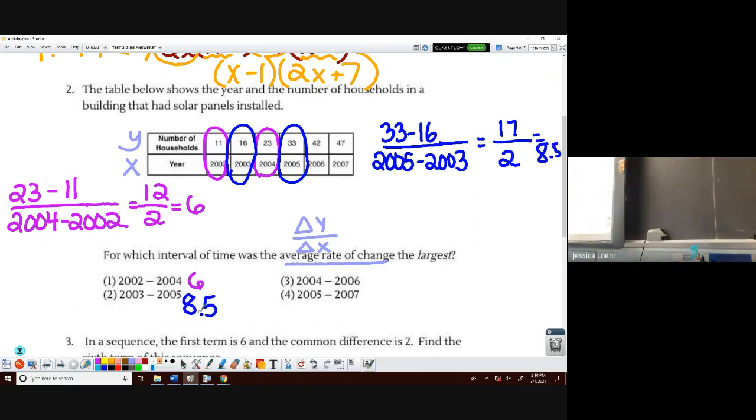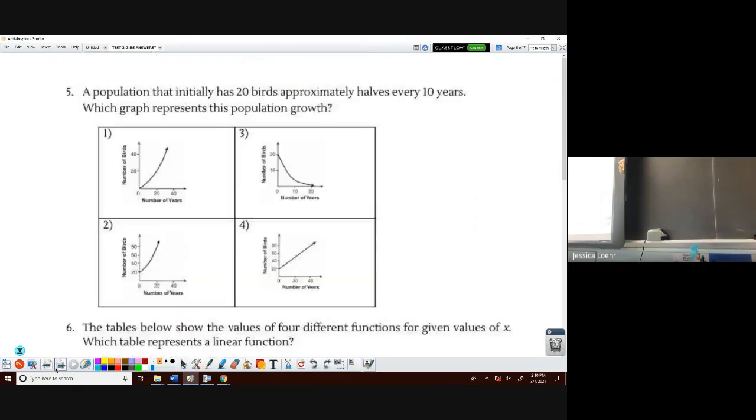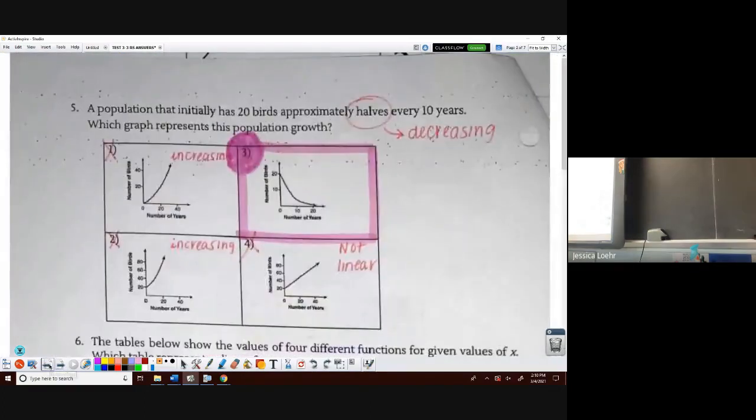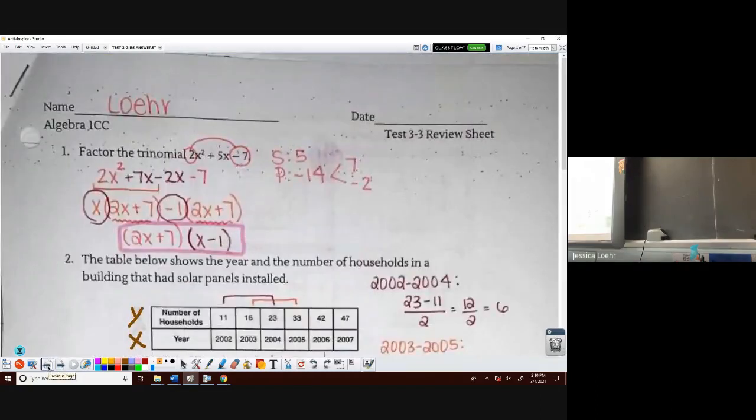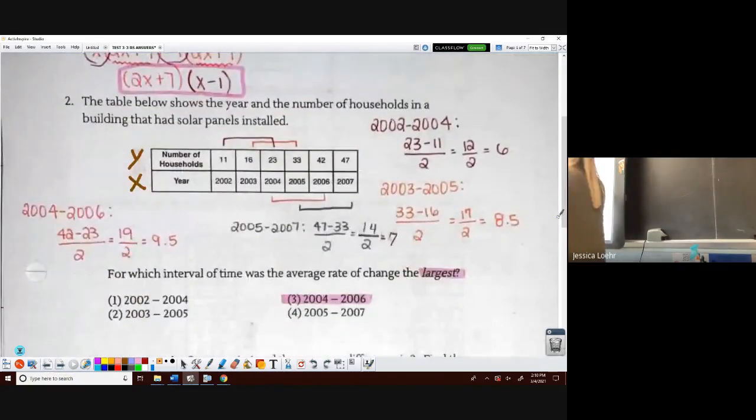And I'm just going to kind of cheat and show you the work for this. They're all divided by 2 because when you subtract all of these intervals, you get 2. So that's why I just didn't show that. But all of the intervals are here on the answer key. So we did this one and we did this one. These are the other 2. You have to figure out which one was the biggest or the largest. The biggest was 9.5. So that was 2004 to 2006, which was choice 3. That one's a little long.